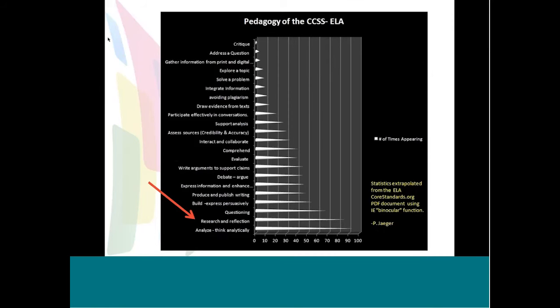Now look towards the bottom. You'll see that in the ELA standards, over 80 times it says research and reflect. The only thing higher than that is analyze and speak, think analytically. That's the goal. Where social studies may have a goal of civic action, we could say we have a goal in ELA of getting kids to think. That's what information is all about. It equips them to solve problems, make decisions, conclusions, synthesize and conclude.